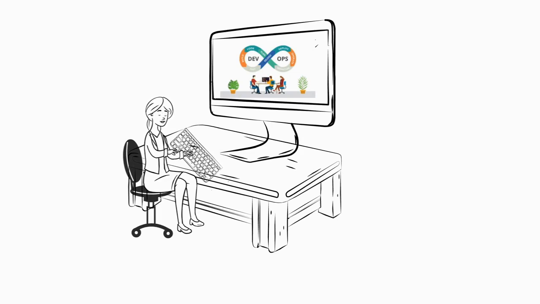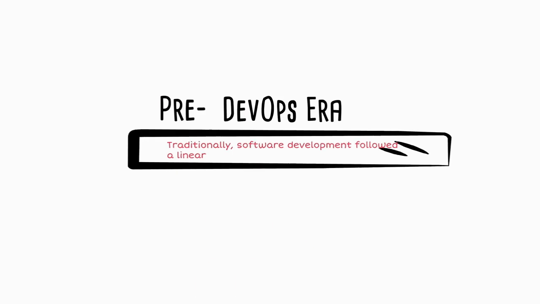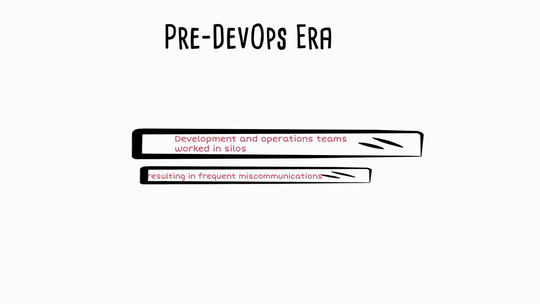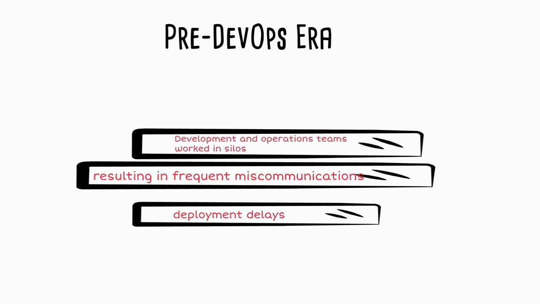Pre-DevOps era. Traditionally, software development followed a linear, sequential process called the waterfall model. This often led to long development cycles and inflexible processes. Development and operations teams worked in silos, resulting in frequent miscommunications, deployment delays, and operational inefficiencies.